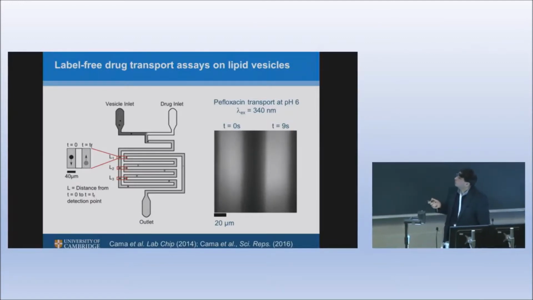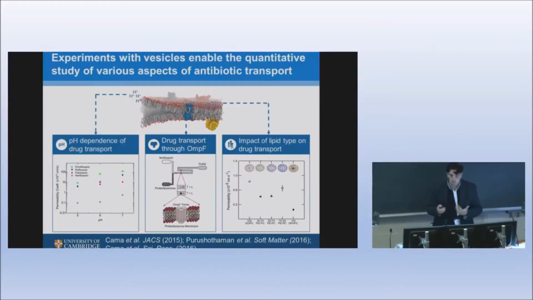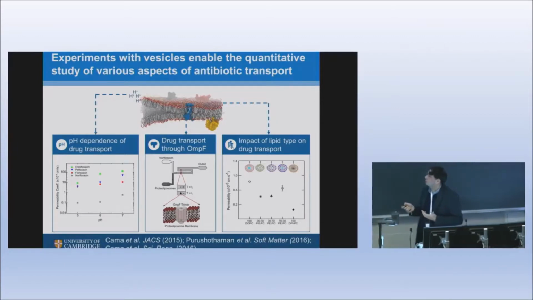We have a T-junction microfluidic device where we feed the vesicles in from one side, you feed your drug in from the other side, you mix the two, and as these vesicles go through this serpentine network, all you have to do is video microscopy at different time points, and you can see over here the vesicles in the beginning when they've just been mixed are dark, and as they flow through the system, they become lighter and lighter as the drug molecules move into them. So that's the basic idea behind this technique, and we've used it to do quite a few things.